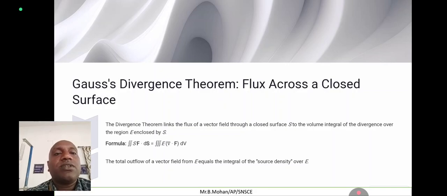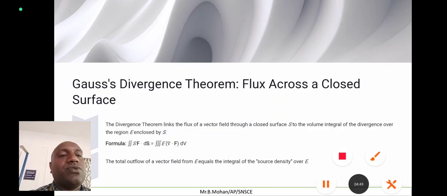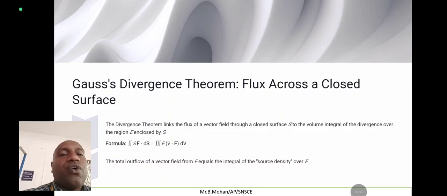Next, the Gauss divergence theorem: flux across a closed surface. The divergence theorem links the flux of a vector field through a closed surface S to the volume integral of the divergence over the region E enclosed by S. The double integral of F dot dS is equal to the triple integral of del dot F dV. So the total outflow of a vector field from E equals the integral of the source density over E.